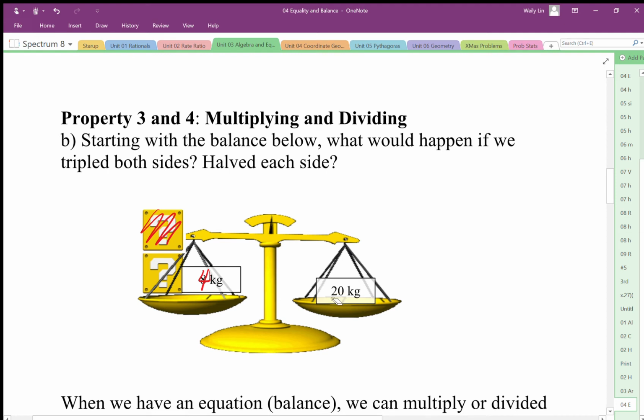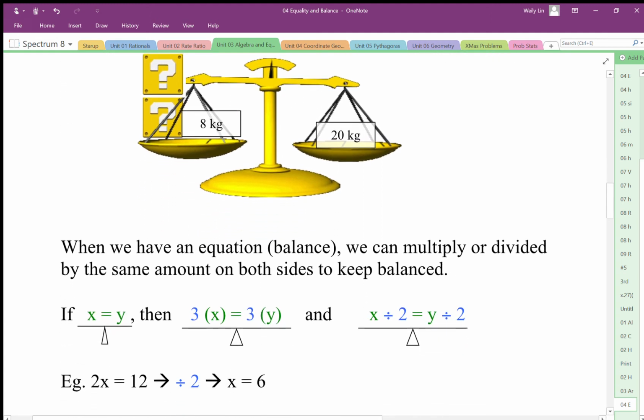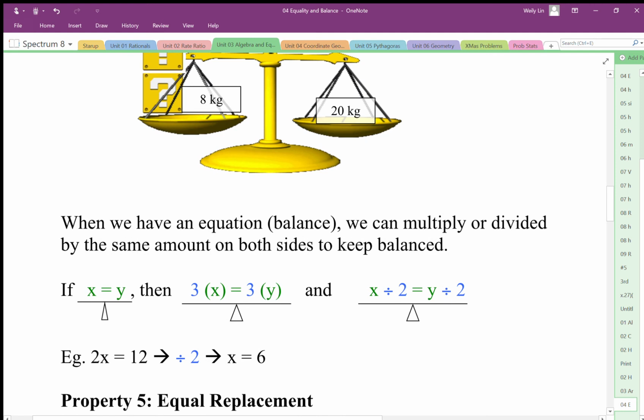If I doubled this up and said, well, I have 4 of these x's, and I'm going to put another 8 kilograms on here, and I doubled this side with another 20 kilograms, so I'd add another 20 kilograms to that side, this will stay balanced. So we're allowed to do this. As long as we keep it balanced, everything's okay. With this property, we can multiply or divide both sides of the balance by the same amount. I can times both sides by 3, it stays balanced. I can take half of each side, it stays balanced.